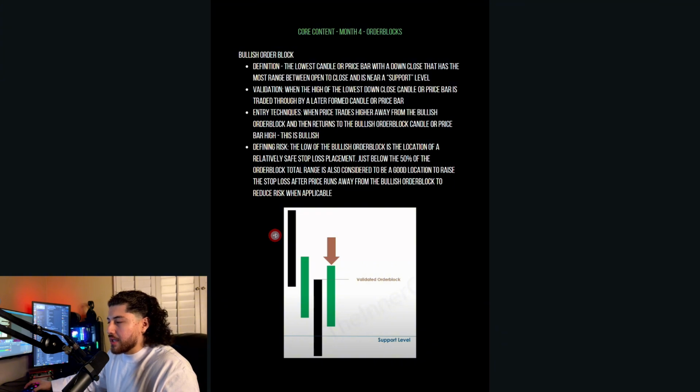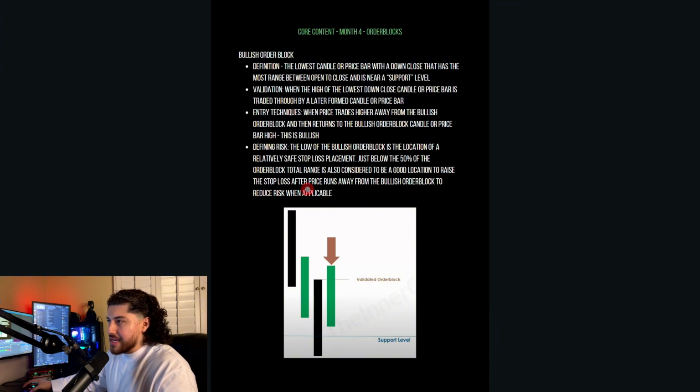So all an order block is, we are going to have a black bearish candle, which represents the down move. And then we follow this by a bullish up move, which is represented by green, and price closes above the open of this bearish candlestick. When we have this, this is an order block, and ideally we want to see this happen at a support level.